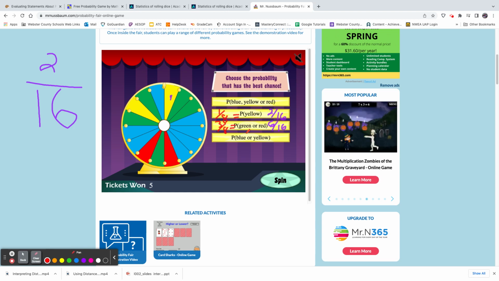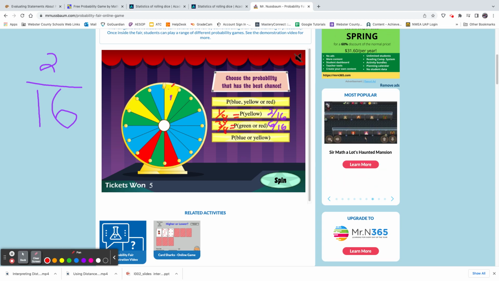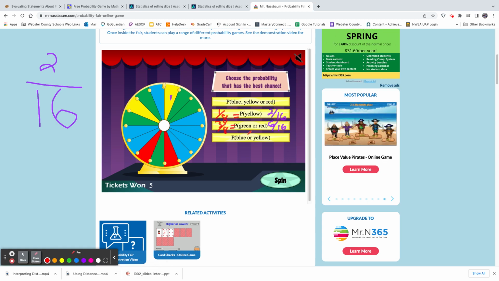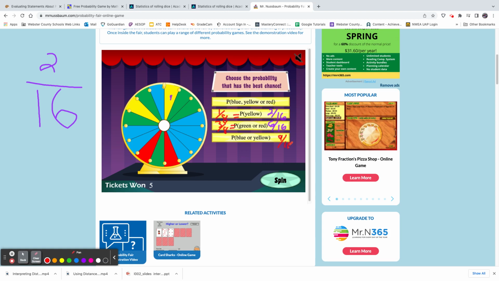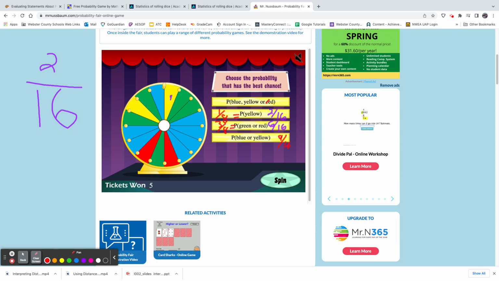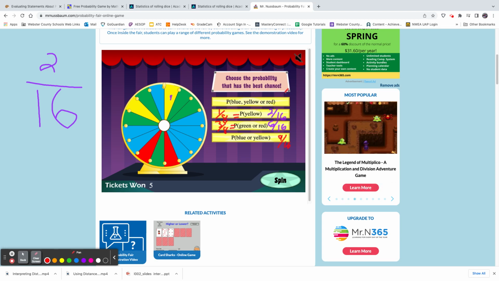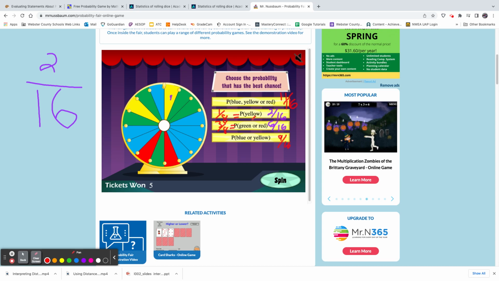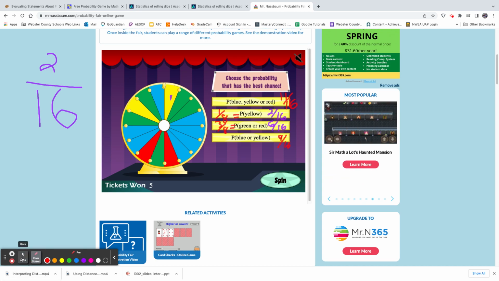So let's go on and say blue or yellow. Count your pieces of blue and yellow. So you got 1, 2, 3, 4, 5, 6, 7, 8, 9. So that would be 9 out of 16. And then this is blue, yellow, or red. I've already counted blue and yellow, so I've just got to add the red to it. There are 2 more red, so that'd be 11 out of 16. So just common sense, the more that you have of something, the greater the chance that you're going to end up getting it.